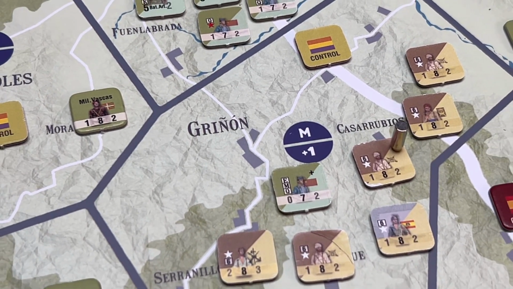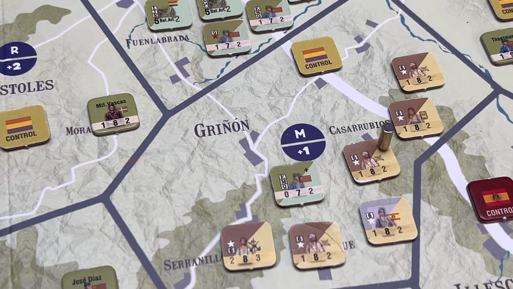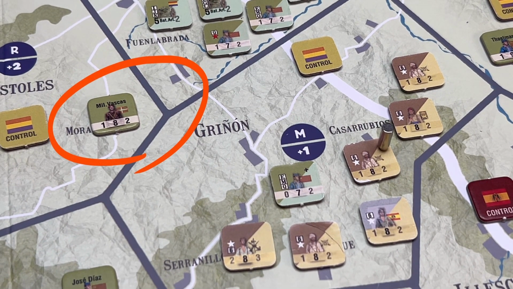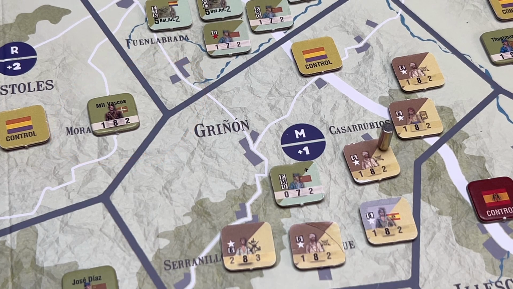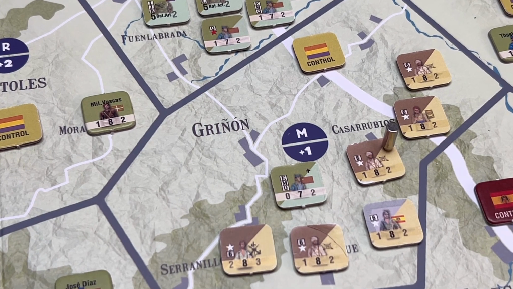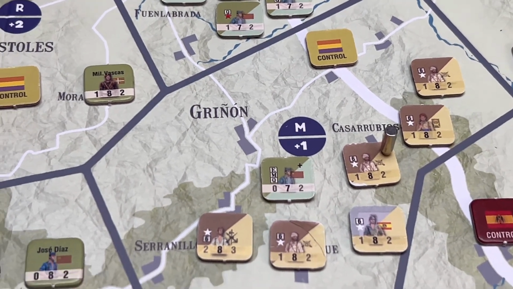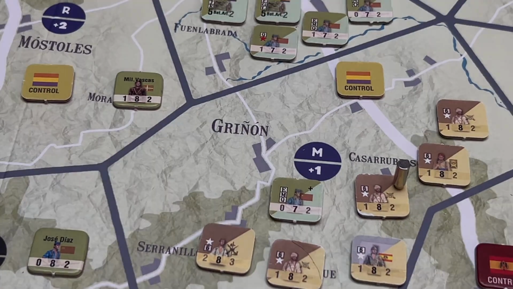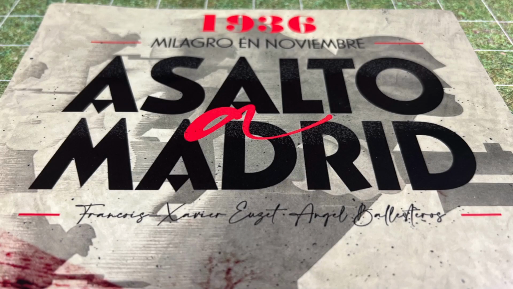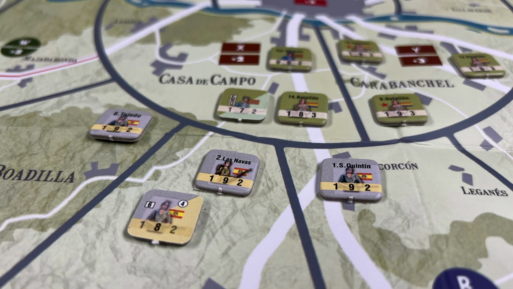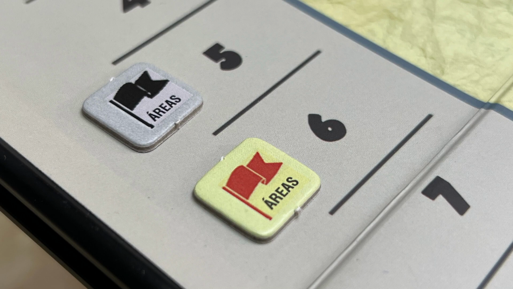Now it's the Republican player's round. He could activate the Basque militias to reinforce the area or perform any other action that the player chooses. And with this, we reach the end of the assault combat example in the rulebook of Asalto a Madrid. I hope that this video has given you a good idea of how the assault action works in Asalto a Madrid, also known as Storm over Madrid.